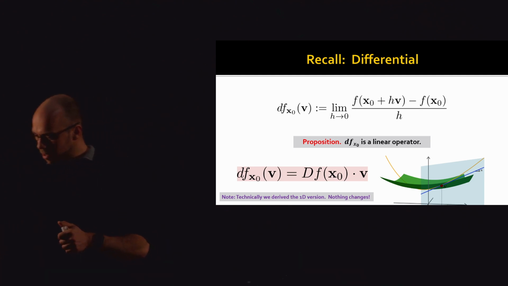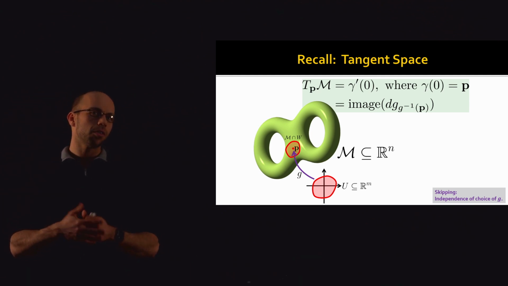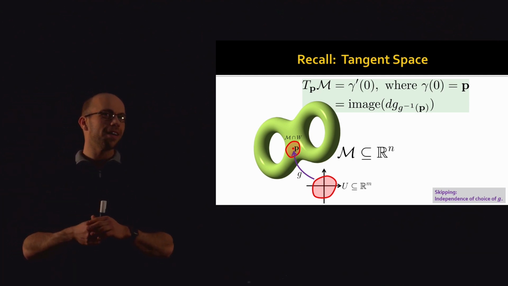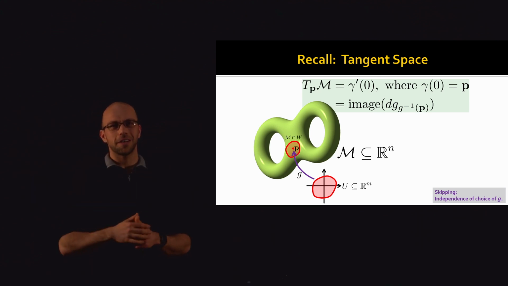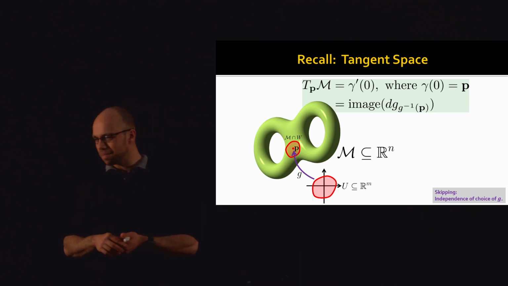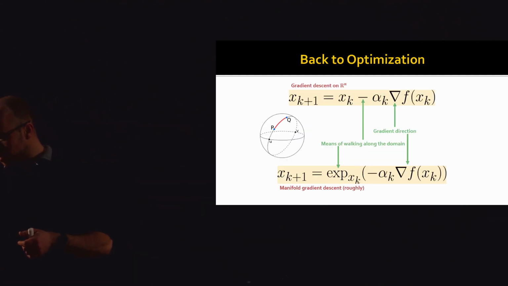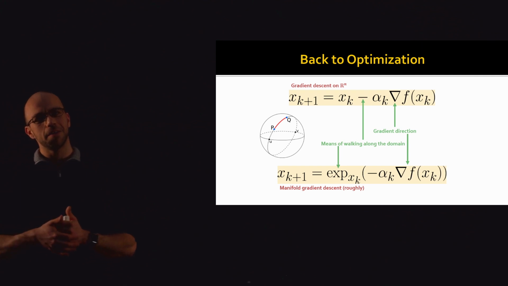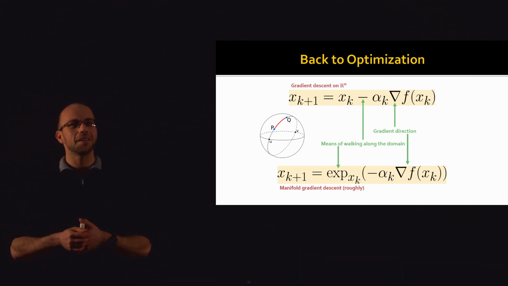We also talked about the tangent space of a manifold, which we showed has two equivalent definitions, right? One is that the tangent space is the set of tangent vectors to curves through a given point P, and that's the same as the image of a local parametrization after you differentiate it. Okay, so let's go back to our optimization analog here. And now we essentially have all of the objects that we need, right?